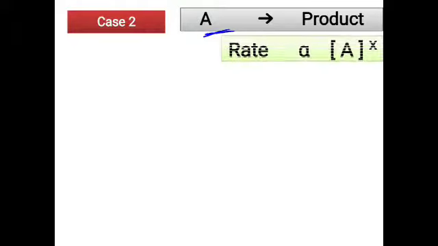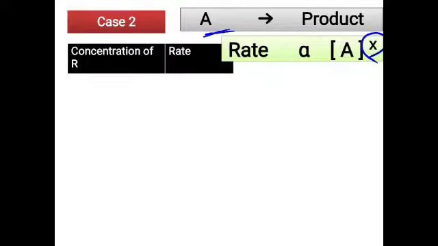Now let us check out the second case where again for a reaction we are finding out what will happen to the rate when the concentration of the reactants is changed. So it's a different kind of reaction, of reactant A getting converted to give you product. So now we are finding out what will be the order, that is the X value, for this particular reaction. So we are again going to take concentration of reactant on one side and the rate of this reaction on the other side. So we shall check out now, as we change the concentration, what happens to the rate.